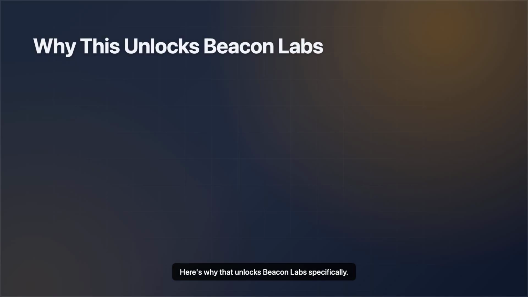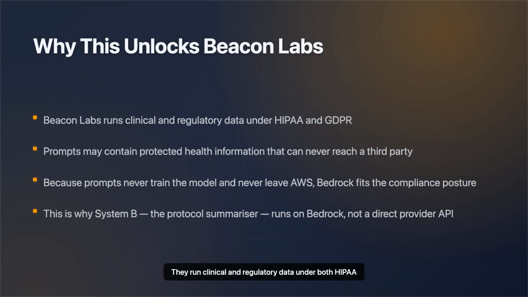Here's why that unlocks Beacon Labs specifically. They run clinical and regulatory data under both HIPAA and GDPR. Their prompts can contain protected health information that legally can never reach an outside party. Because a prompt on Bedrock never trains the model and never leaves the Amazon Web Services security boundary, the service fits their compliance posture instead of breaking it. This is precisely why System B, their clinical trial protocol summarizer, runs on Bedrock rather than calling a model provider's API directly.